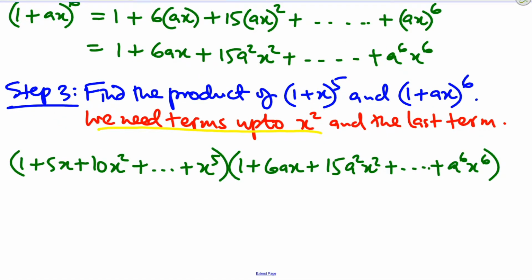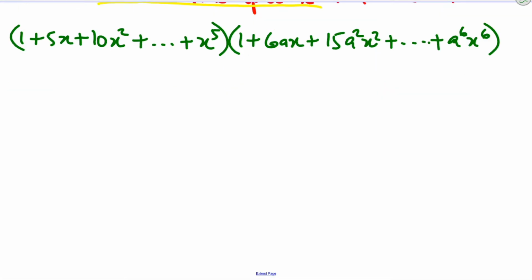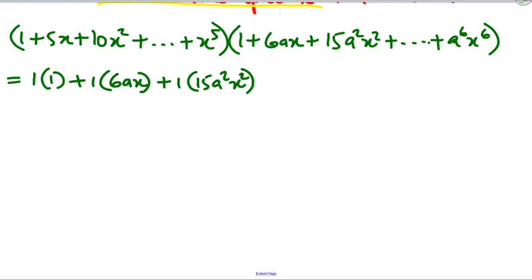So what we shall end up with here will be 1 multiplied by 1, so just 1 by 1 here. I'm just multiplying them out. And 1 multiplied by 6ax plus 1 multiplied by 15a squared x squared. And that's it. We can continue.